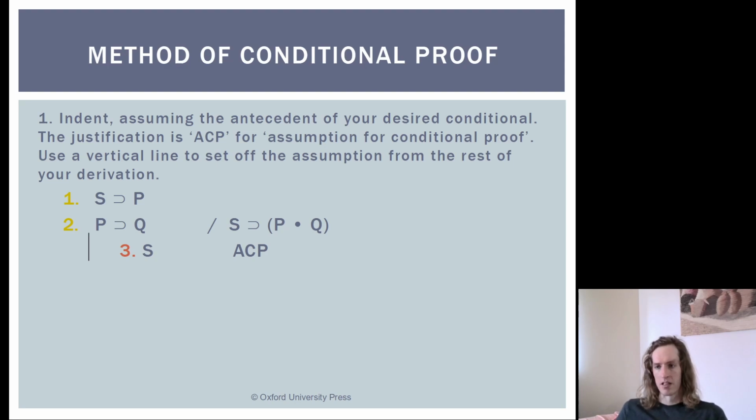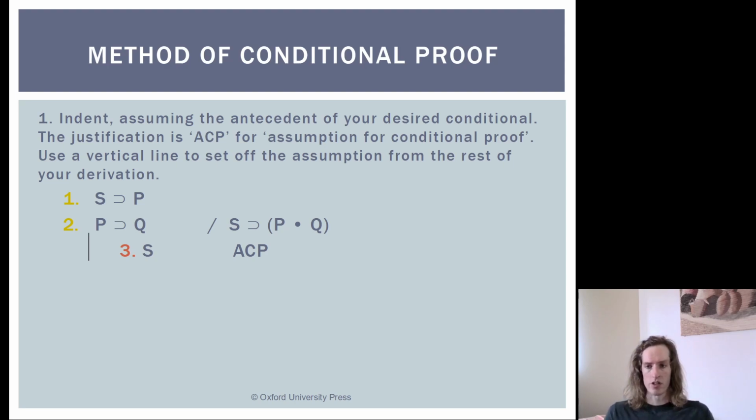So let's talk about the method. A conditional proof is going to be a subproof in your overall proof. So when you start a conditional proof, you're going to want to indent, and this is really important to make really clear. So indent, and the first line of your conditional proof is whatever it is you want to assume. In this case, we have an argument with the first premise being if S then P. The second premise is if P then Q. And the conclusion that we want to show is if S then P and Q.